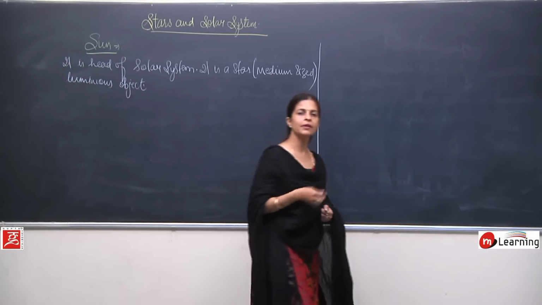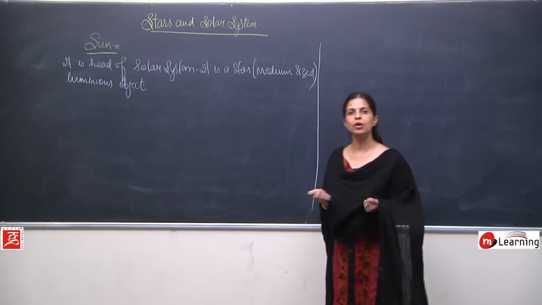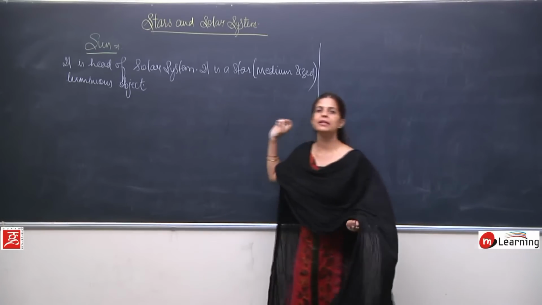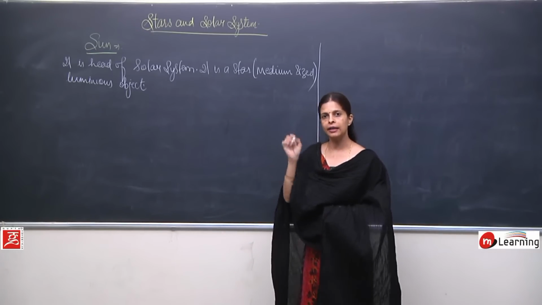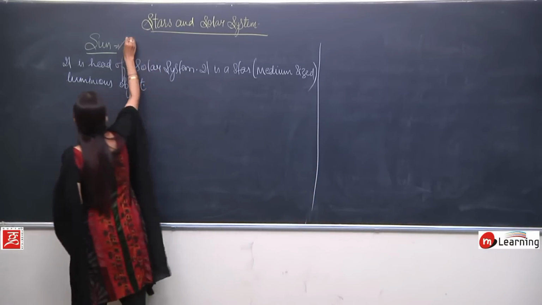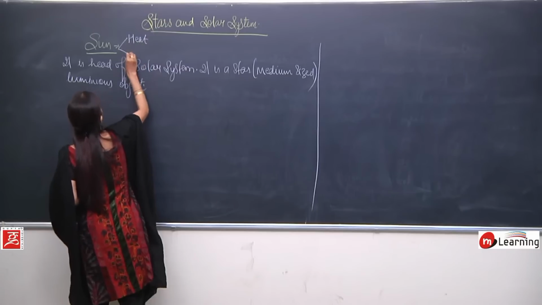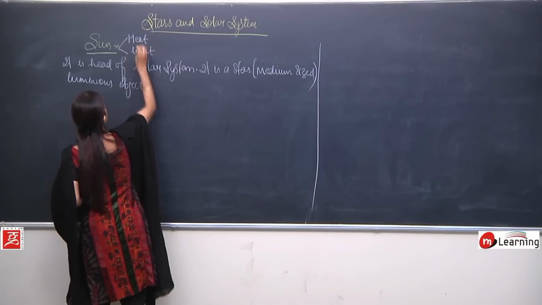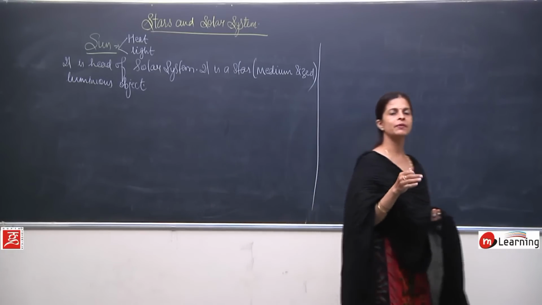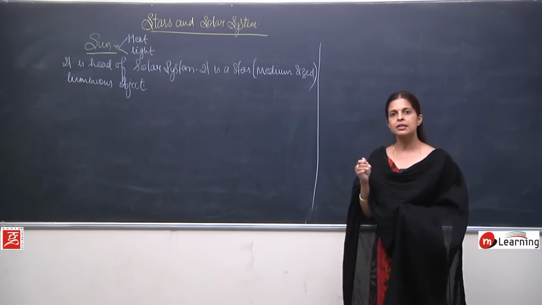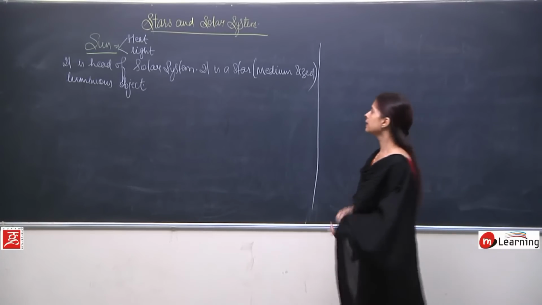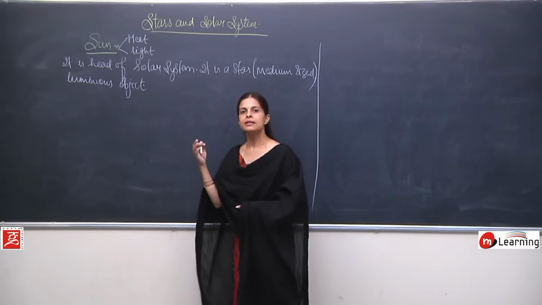And what do we get from the Sun? We are able to survive because of the Sun. We get heat and light. I am not writing the things in complete sentences, children. I am just writing incomplete sentences, sometimes just keywords. Due to the appropriate distance between the Earth and the Sun, it is possible for us to be there on the surface of the Earth. So we get heat and light from the Sun.